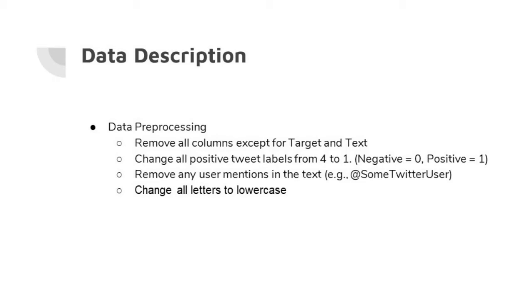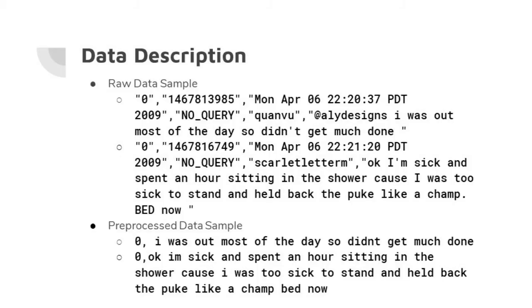Data pre-processing. First, we'll remove all columns except for target and text. Change all positive tweet labels from 4 to 1, so negative is equal to 0 and positive is equal to 1. We'll remove any user mentions in the text, for instance, mentioning someone in the tweet, and then change all letters to lowercase. Here are examples of raw data from the dataset, and below are those same examples but pre-processed.